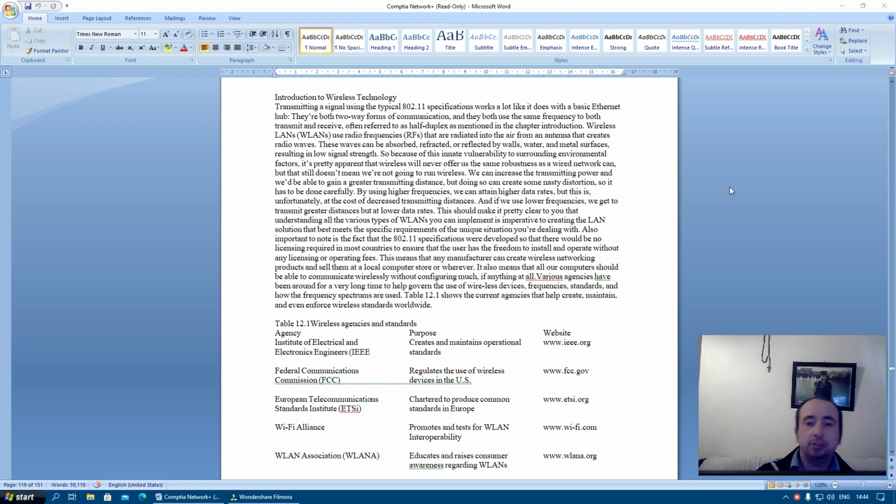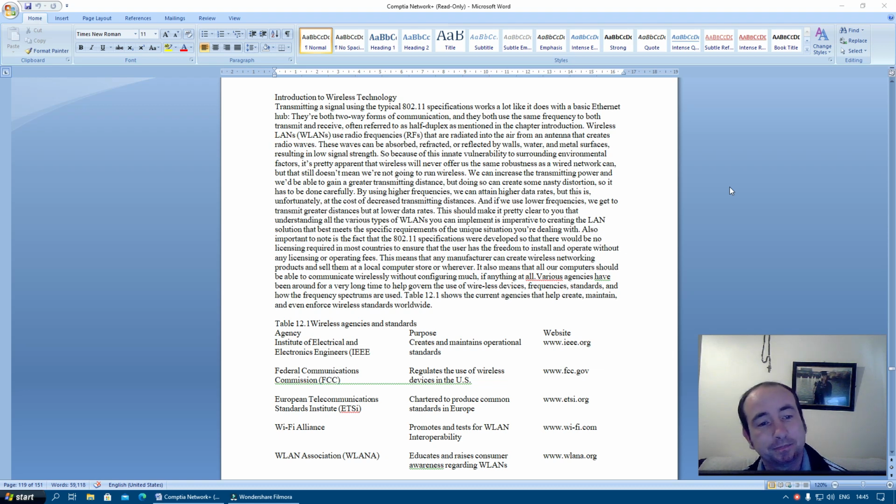Transmitting a signal using a typical 802.11 specification works a lot like it does with a basic Ethernet hub. They're both two-way forms of communication and they both use the same frequency to both transmit and receive, often referred to as half duplex, as mentioned in the chapter introduction.